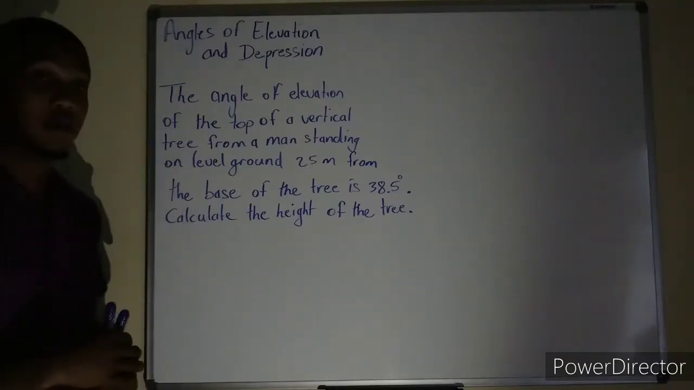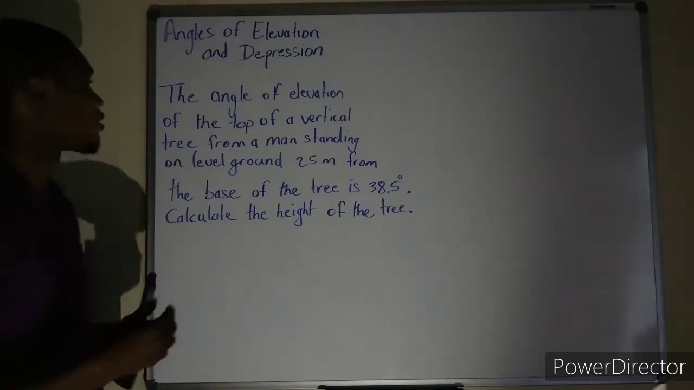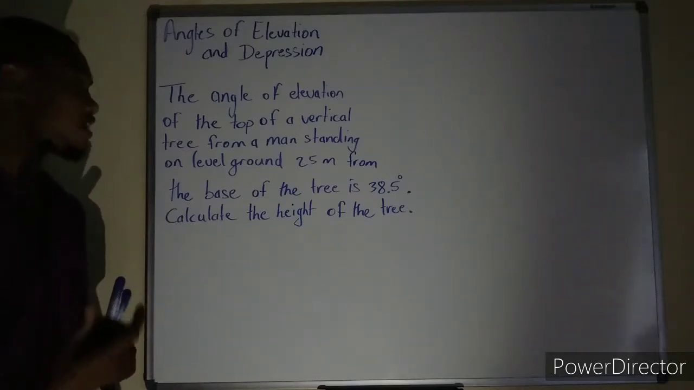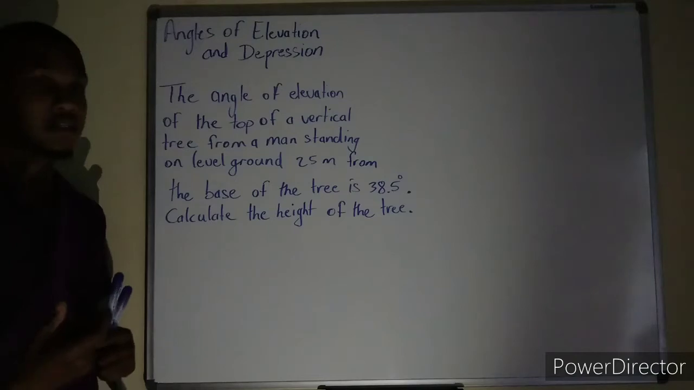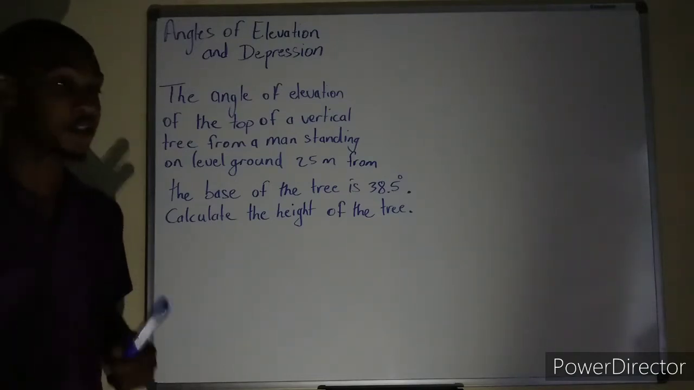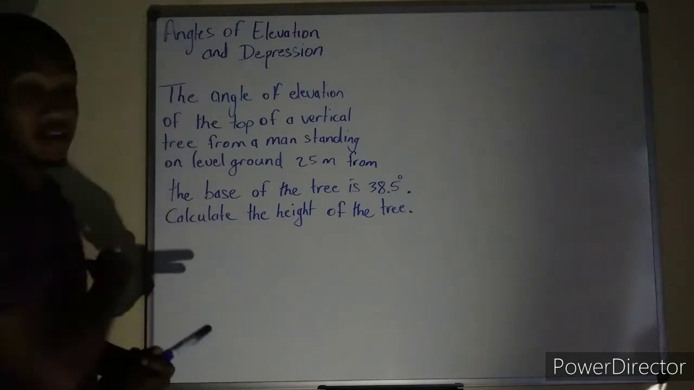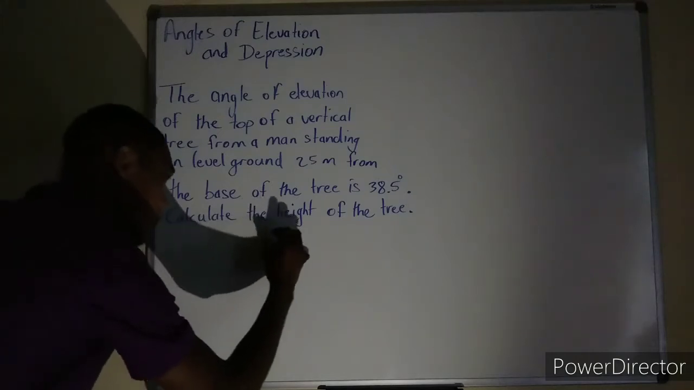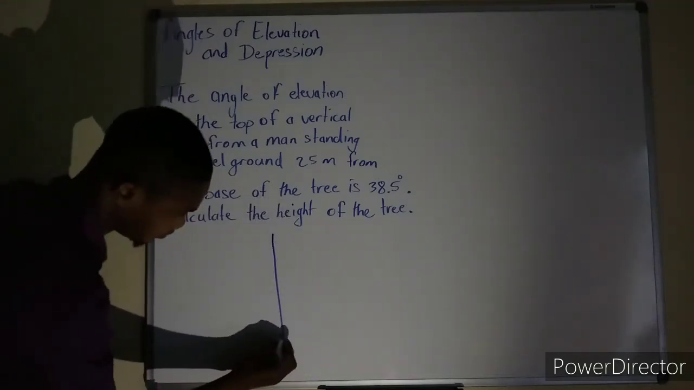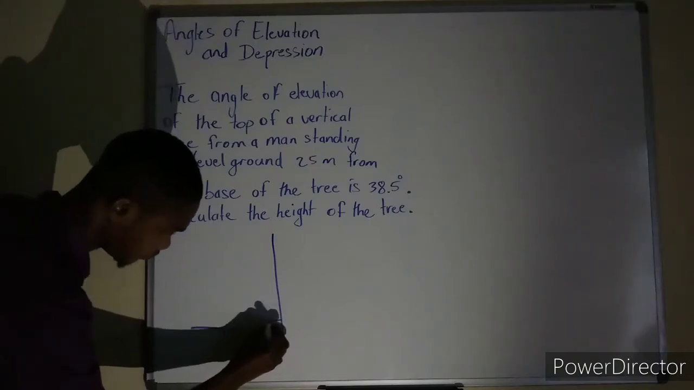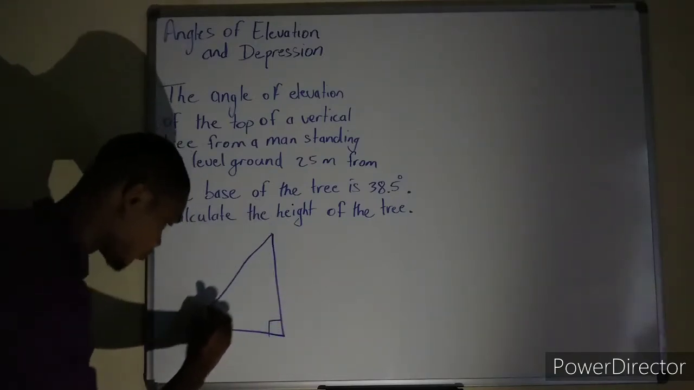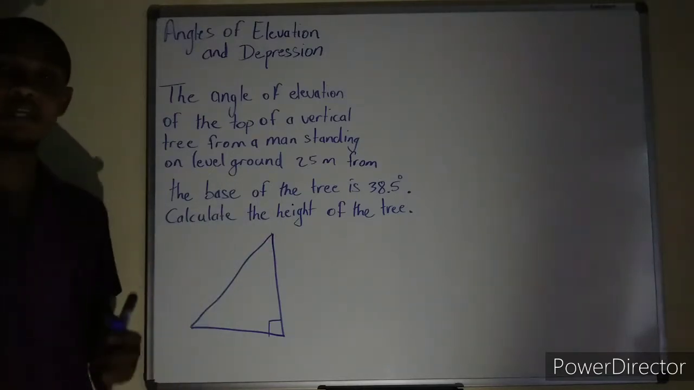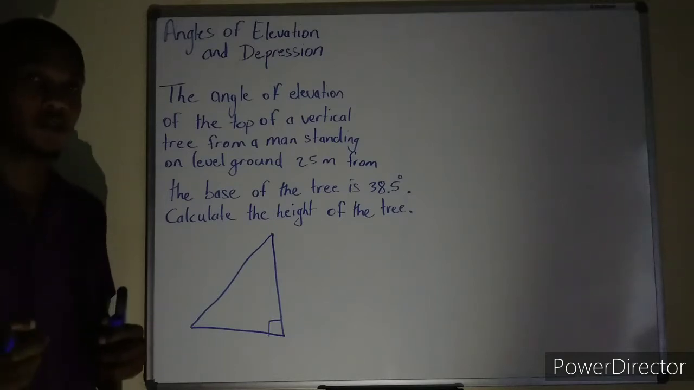Now, in this particular question, it says the angle of elevation of the top of a vertical tree from a man standing on level ground 25 meters from the base of the tree is 38.5 degrees. Calculate the height of the tree. Once you're doing angles of elevation and depression, you're working with a triangle. So create your triangle, not drawn to scale. Have your triangle first. Now you will start filling out the values based on the information that you're given.